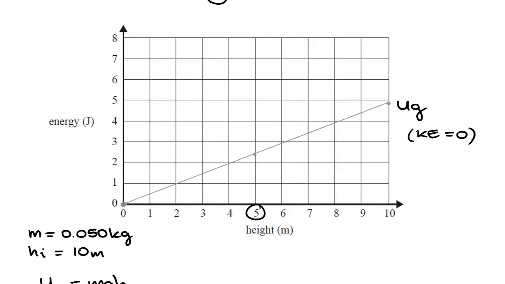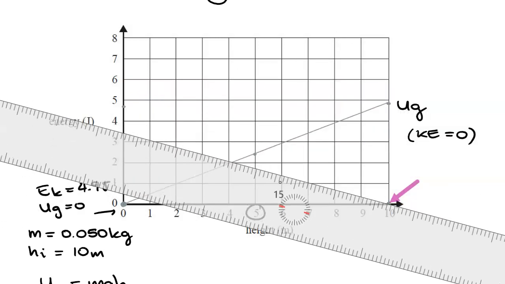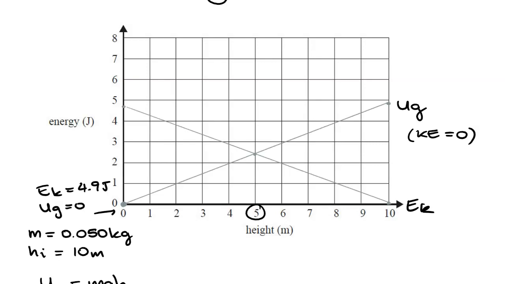Well, we need to draw a kinetic energy graph. So let's look at this last point here. We said that UG was equal to 0, so that means all of that energy must have been converted to kinetic energy. So the kinetic energy must be 4.9 joules here. There's no air resistance, there's no other energy form here because there's no spring, so all of that initial potential energy must have been converted to kinetic. So our kinetic energy graph is going to have a 4.9 here, and go down to 0 here, and also be linear. Very nice.